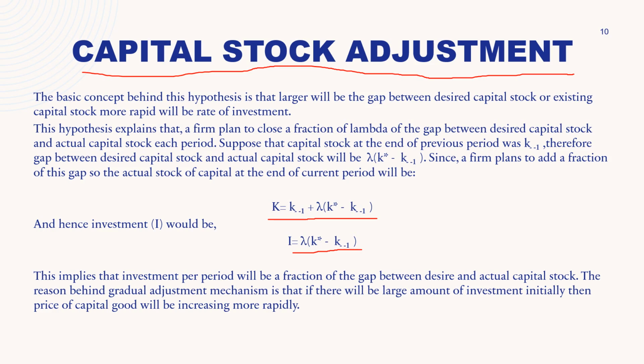This implies that investment per period will be a fraction of the gap between desired and actual capital stock. The reason behind this gradual adjustment mechanism is that if there were a large amount of investment initially, then the price of capital goods would increase more rapidly.